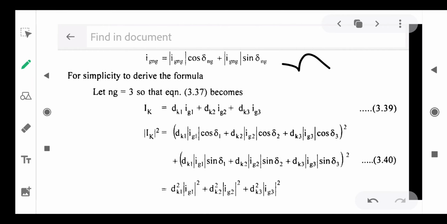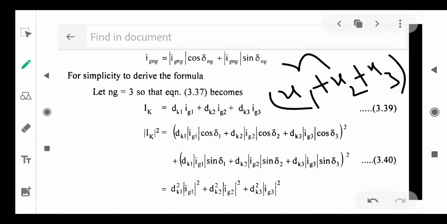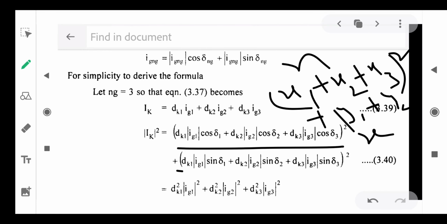This is x, and the second one is the y components of all currents: (x1 plus x2 plus x3) whole square plus (y1 plus y2 and so on) square. So this is the x square, this is y square. So you can separate the terms here.